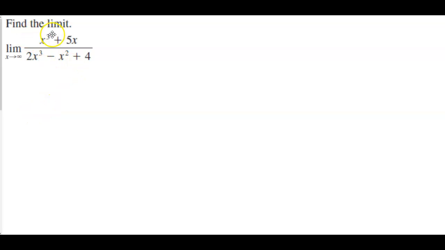So here we want to be able to find a limit. The limit as x approaches infinity of x cubed plus 5x over 2x cubed minus x squared plus 4. So let's go ahead and write that out. We have the limit as x is approaching infinity of x cubed plus 5x divided by 2x cubed minus x squared plus 4.